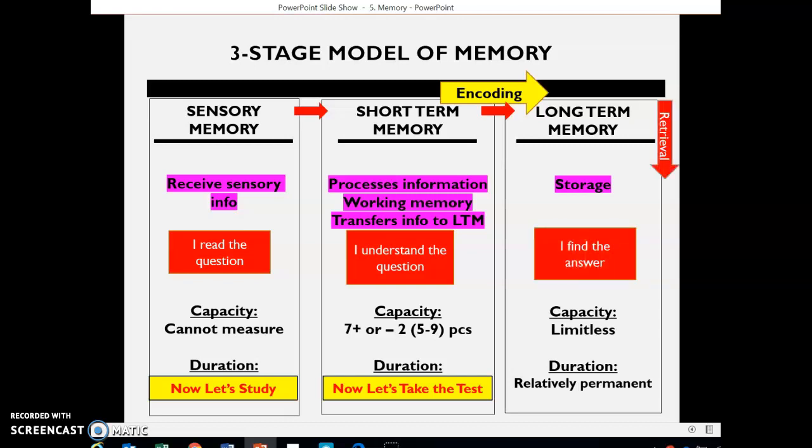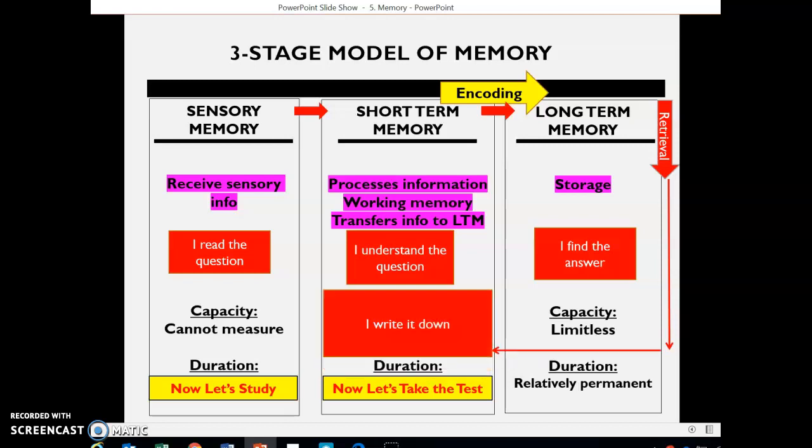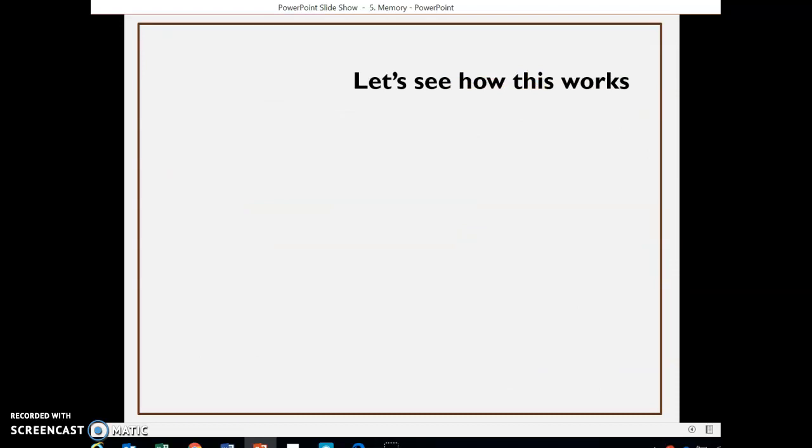Then finally, you find that answer. You've made sense of it. So you find the answer. Something called retrieval takes place. And so you take that information that you just remembered because it was stored in long-term memory. You bring it back into the short term where you're going to write it down. All right, so again, let's see how this works.